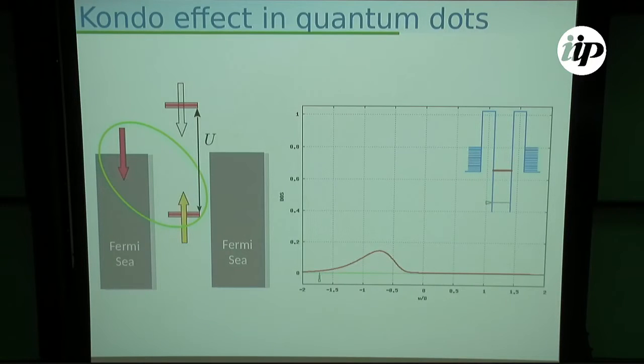So these are essentially these two modes.